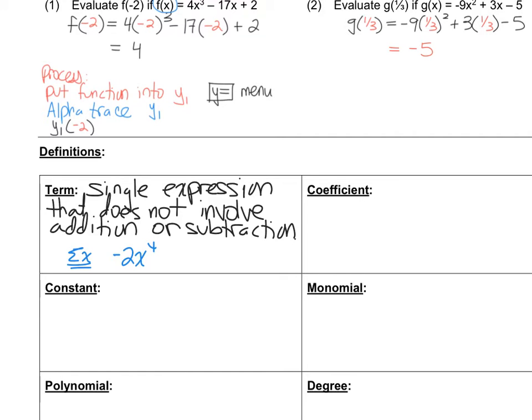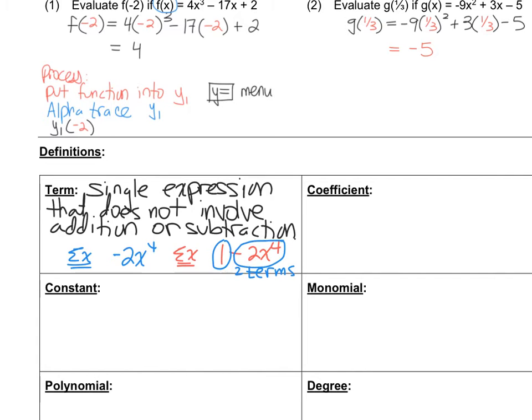If it were 1 minus 2x to the 4th, then it would not be a single term. You'd have more than one term. All right, so if I had something like, let me do that in red actually, 1 minus 2x to the 4th. This is not a term, it's two separate terms. I have a term here and a term here. So this is two terms.